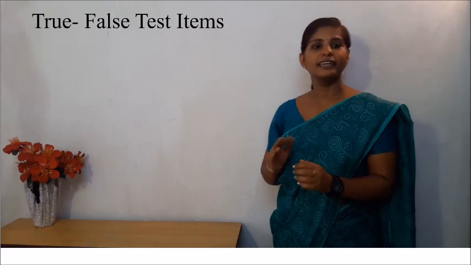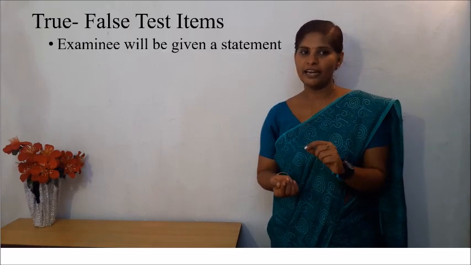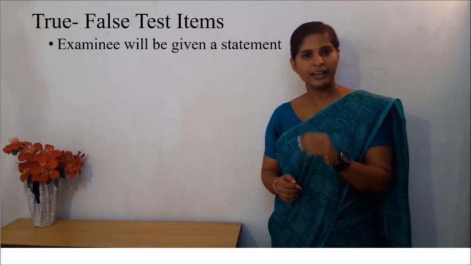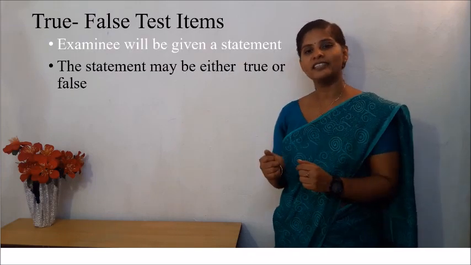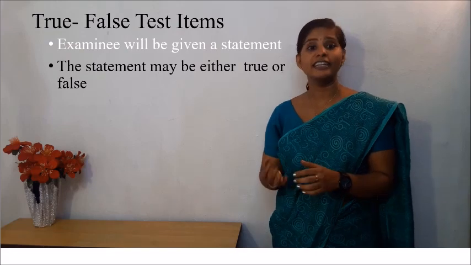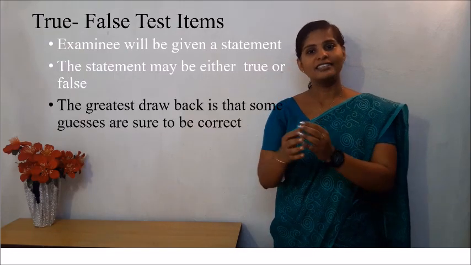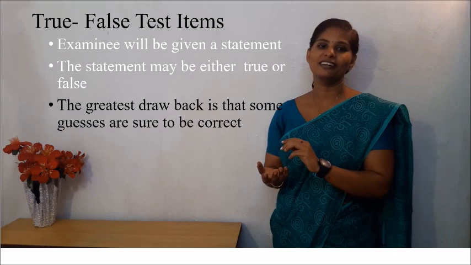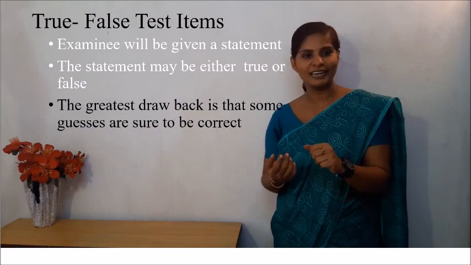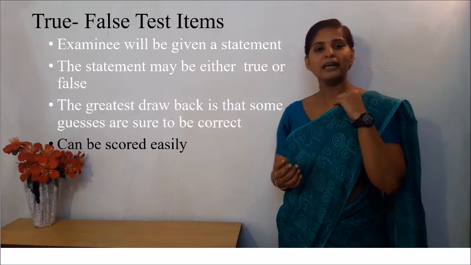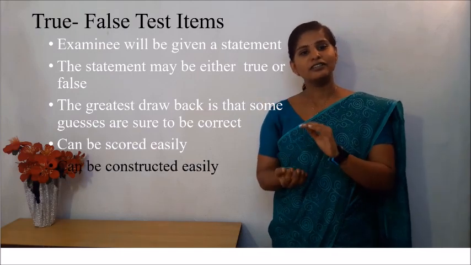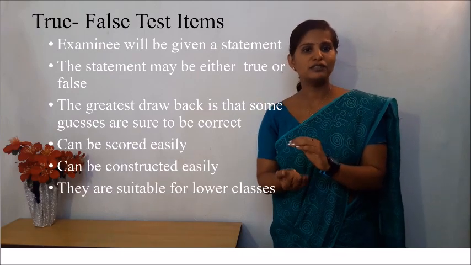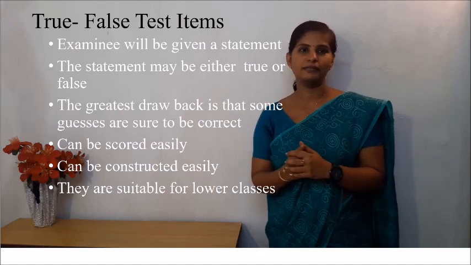The other type is true or false test item. Here the examinee will be given a statement. The statement may be either true or false. The student has to indicate whether it is true or false. The greatest drawback is that some guesses are sure to be correct. The chances are 50-50, right? It can be scored easily and constructed easily. They are suitable for lower classes where students have lower vocabulary.